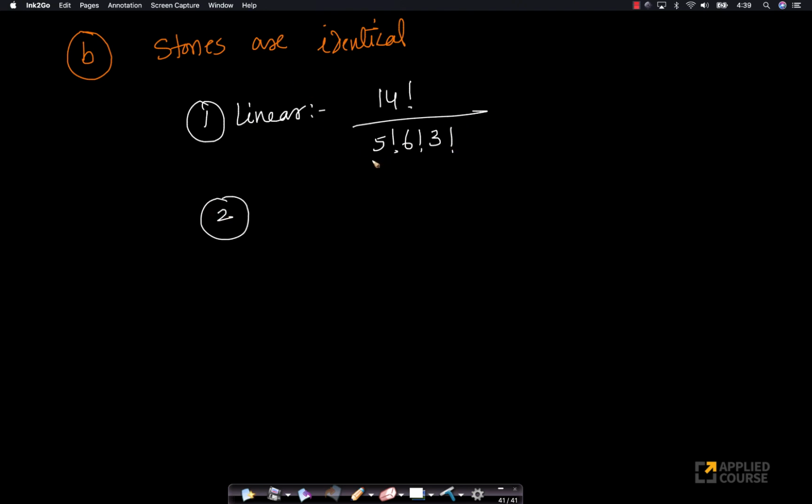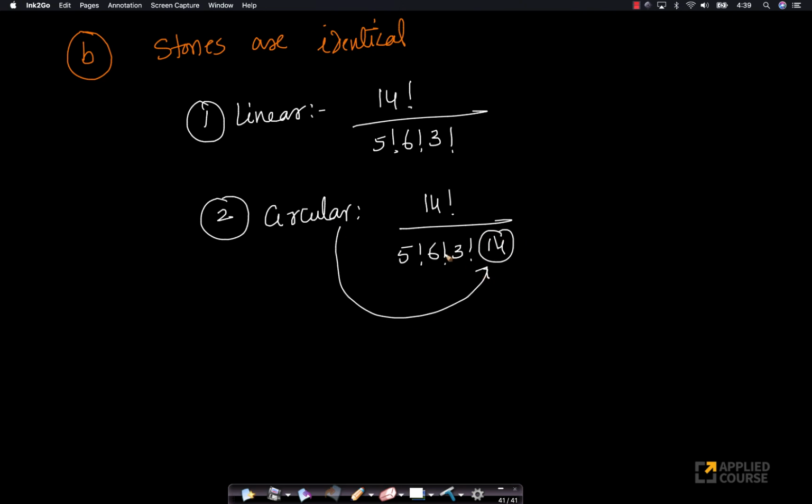Now if I make this circular, so the moment I make this circular, what happens? 14 factorial by 5 factorial into 6 factorial into 3 factorial into 14. Right? This denominator 14 comes because of the circular nature.